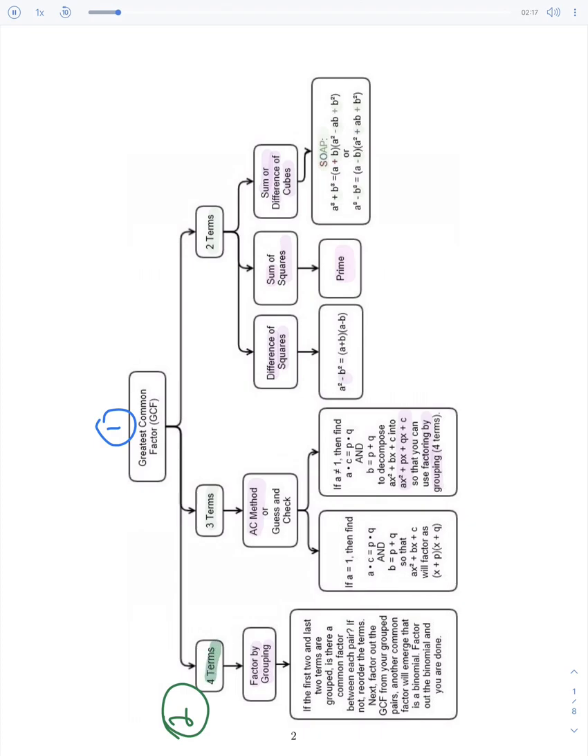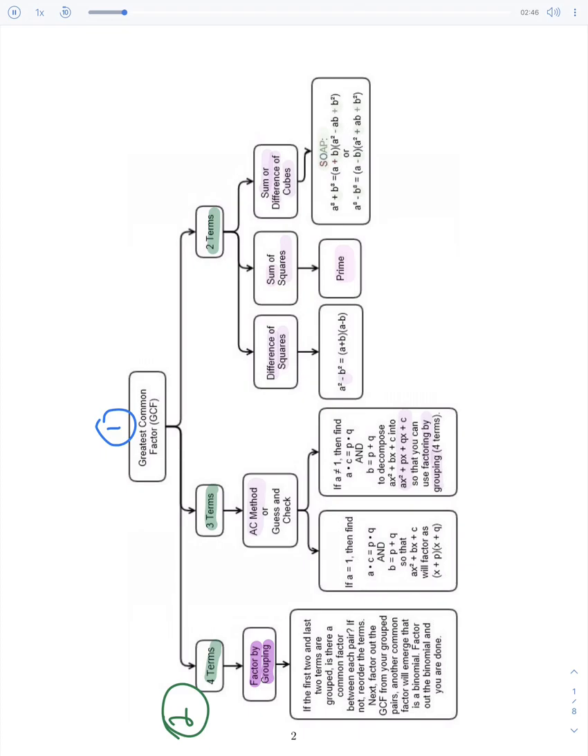Do I have four terms? Do I have three terms? Or do I have two terms? Well, if I've got four terms, we talked about this right away. If you have four terms, you're going to be doing factoring by grouping, meaning grouping the first two and grouping the second two. You pull out a greatest common factor. Then you get another common factor that you pull out, and everything works out perfectly.